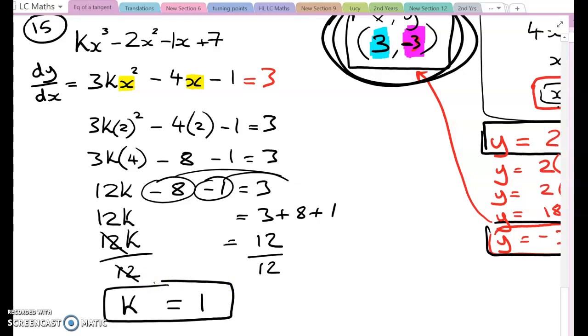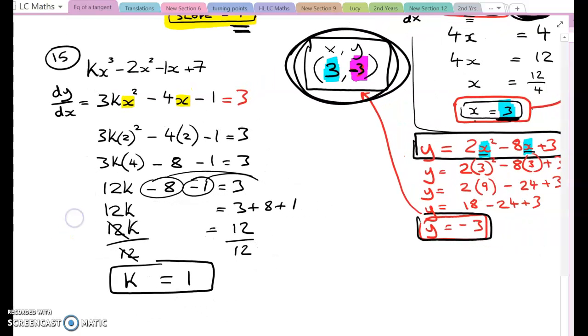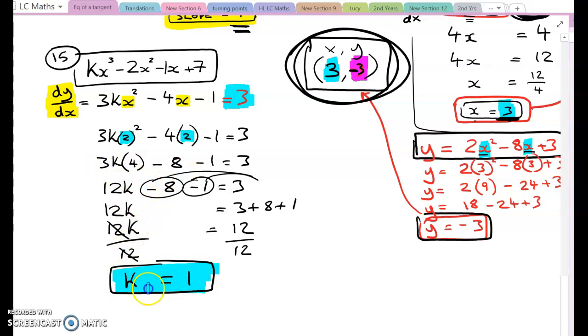So it's a similar question to question 13, but obviously slightly different, because you're not dealing with a straight line. So they gave us the function, they told us what the slope is, so we differentiate it and we put it equal to the slope, and then we subbed in the x value they gave us. We multiplied it all out and we got k on its own. So k is equal to 1.